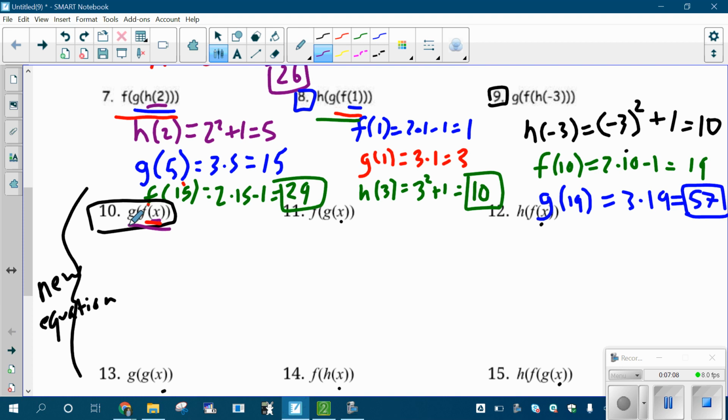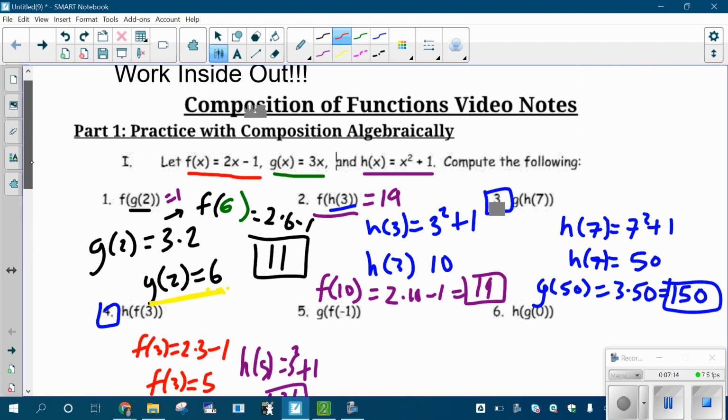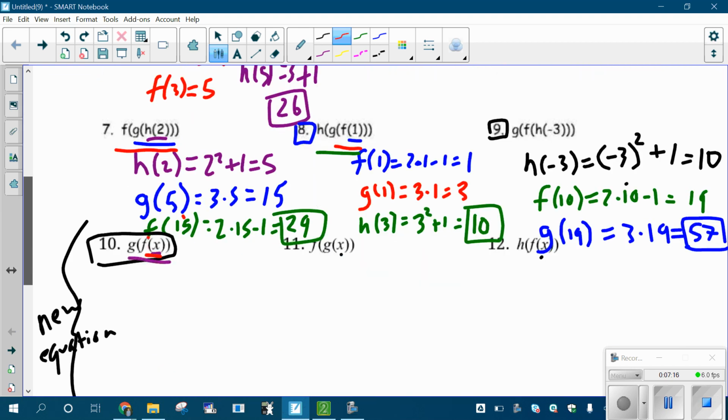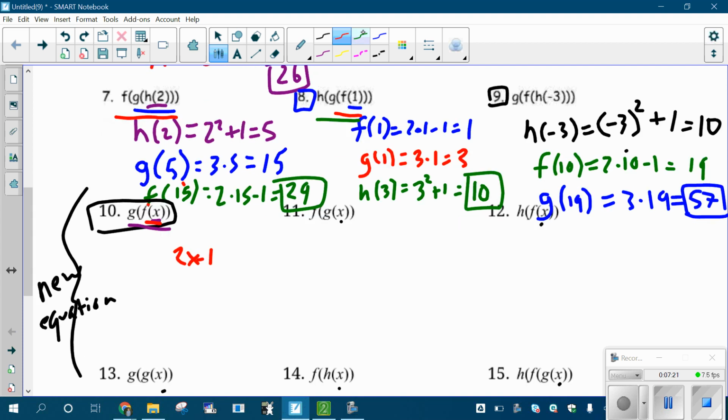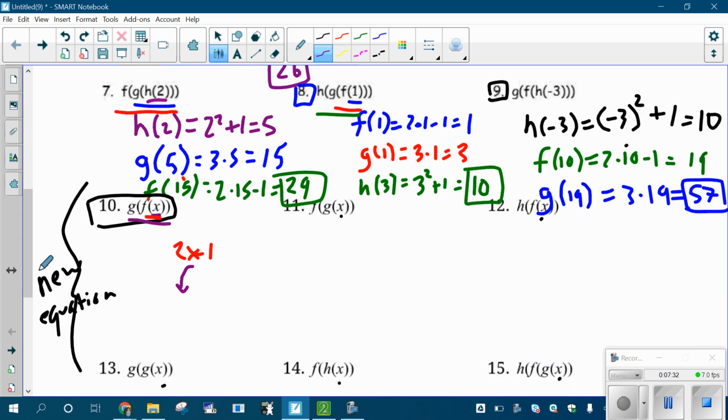Okay, this is a little bit complicated, but you're going to take your inside equation. In this case, f of x is our inside. 2x minus 1 is our inside. I write that down first. We work inside out. So we're going to take 2x minus 1, and we're going to plug that into g of x. So let's look at what g of x is. 3x.